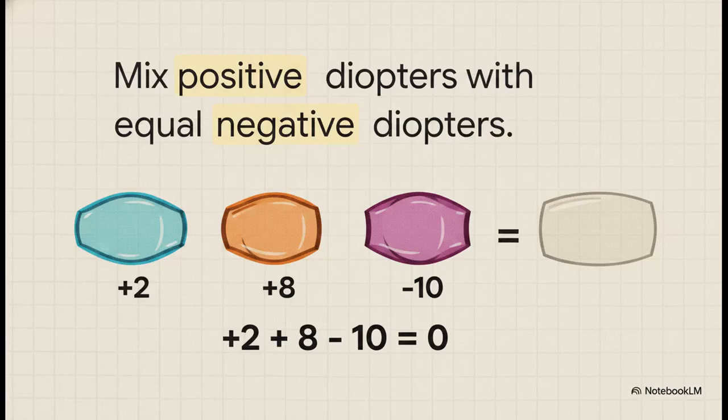Lastly, let's talk about combining lenses. If a question ever asks you how to combine lenses to achieve zero optical power, don't panic. It's just simple addition. You literally just mix positive diopters with equal negative diopters. For instance, combining a +2 diopter lens, a +8 diopter lens, and a -10 diopter lens gives you a grand total of 0. It effectively neutralizes their focusing power completely.